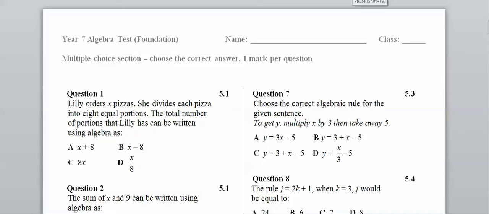Okay, hi Year 7s. So today I'm going to go through the Year 7 algebra test, the practice test that I handed you guys. So we'll start with question 1 in the multiple choice section and then just follow it through.